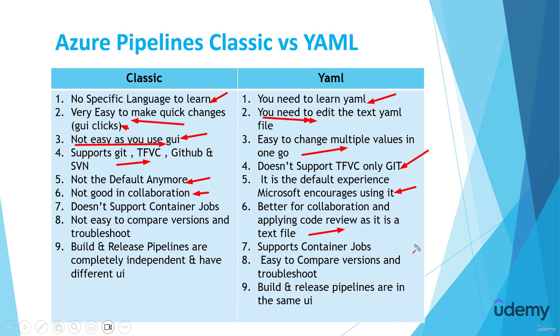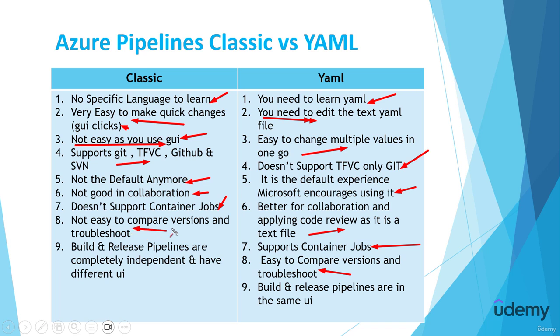The YAML pipeline supports container jobs, where you can run your pipeline job inside a container. It's a container job running your job in a public container inside your Microsoft hosted agent. So you can do this in the YAML pipelines. But the classic pipelines doesn't support container jobs. It's easy to compare versions and troubleshoot any error in the YAML pipeline, but troubleshooting and comparing versions is not very good in the classic.